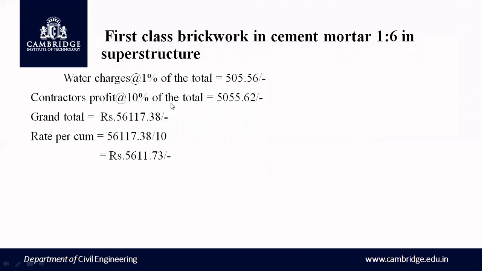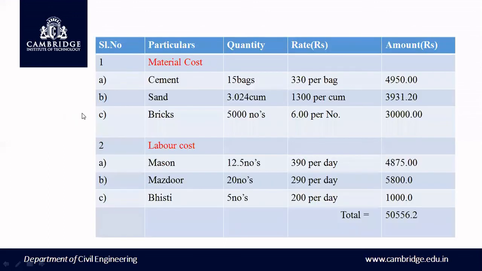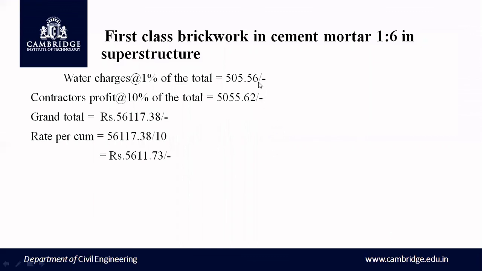Again, we have to consider the contractor's profit also. That is 10% of the total amount. We will get 5,055.62 rupees. By adding these amounts, that is the total amount plus water charges plus contractor's profit, we'll get 56,117.38 rupees. This is for 10 cubic meter.